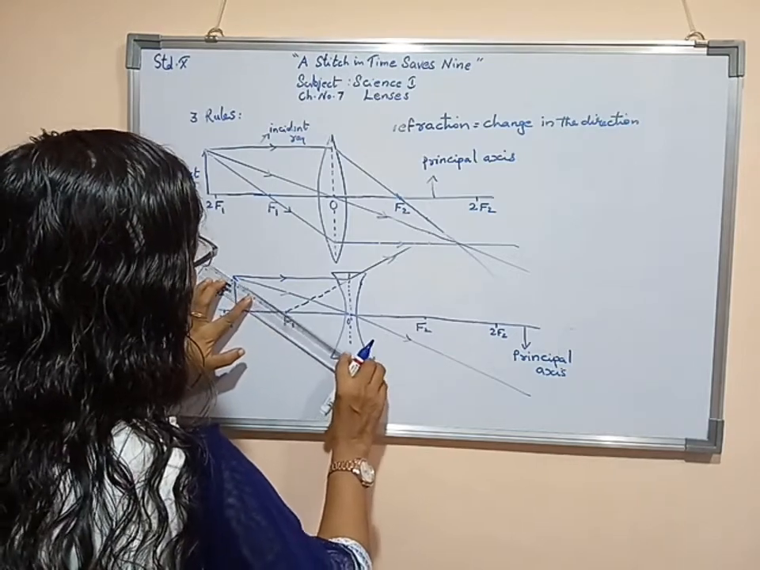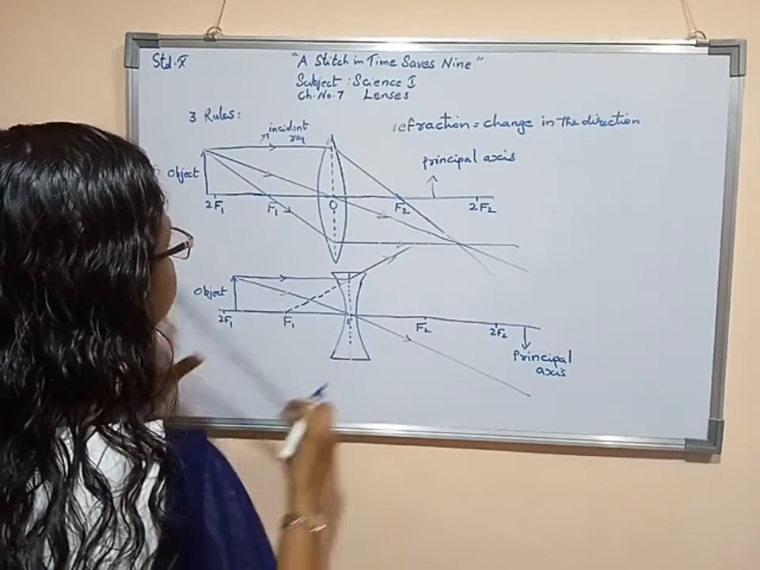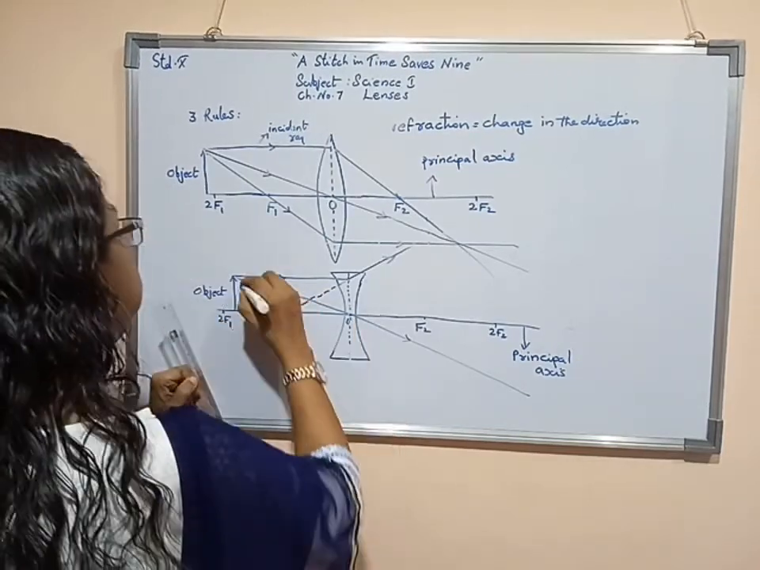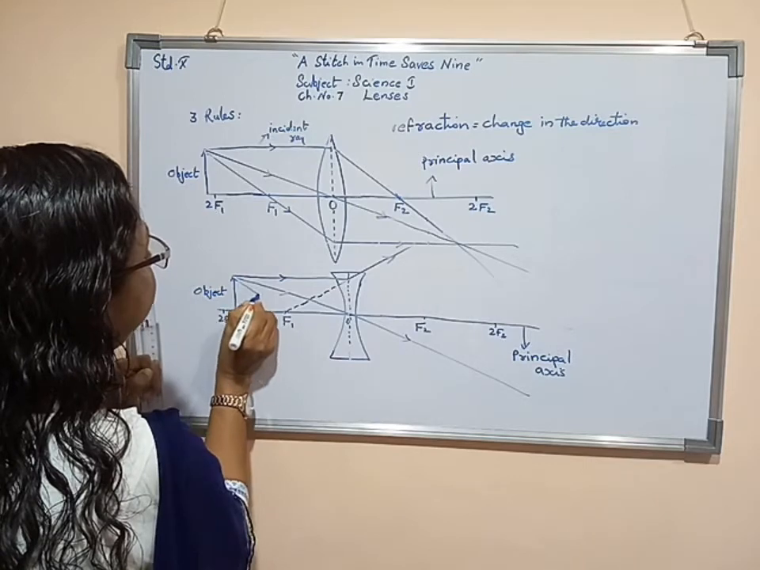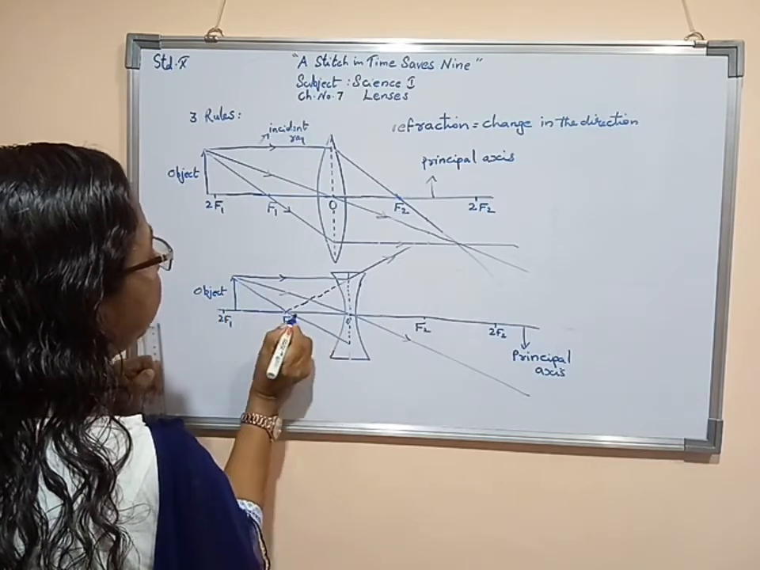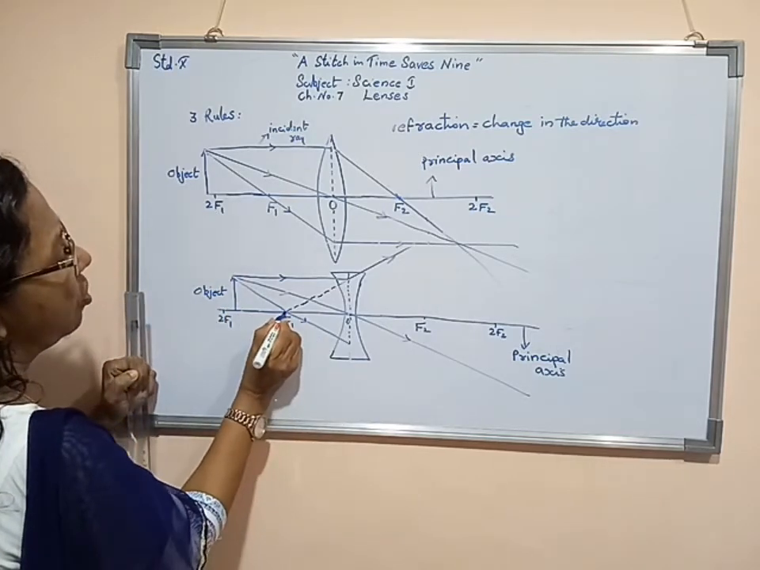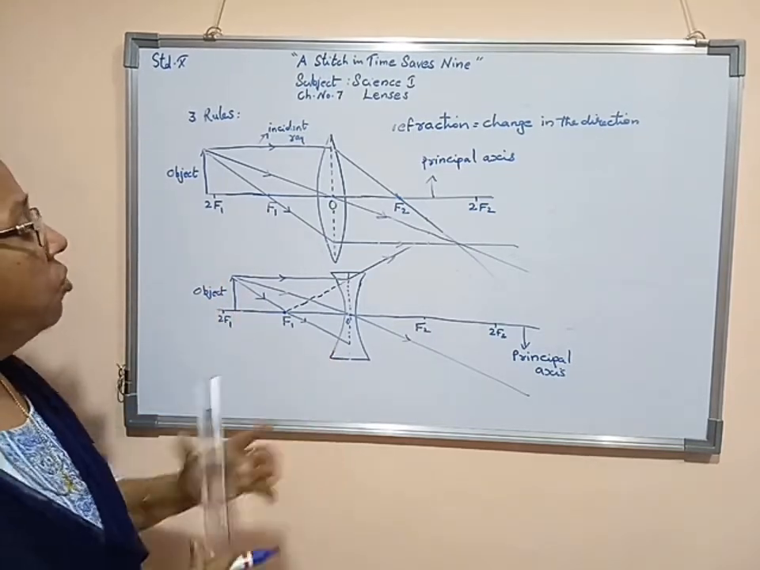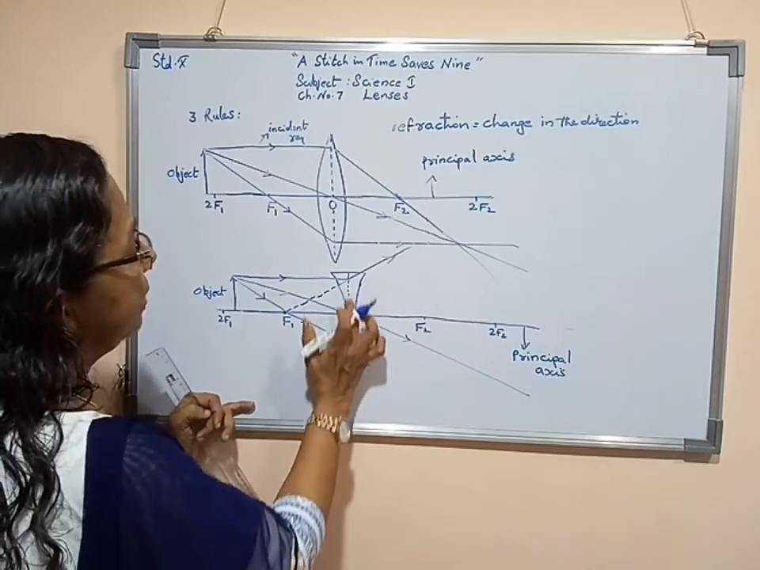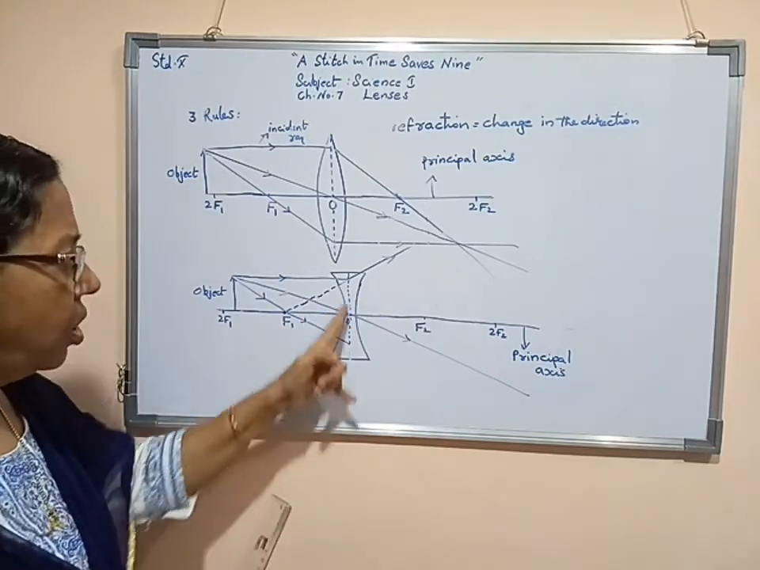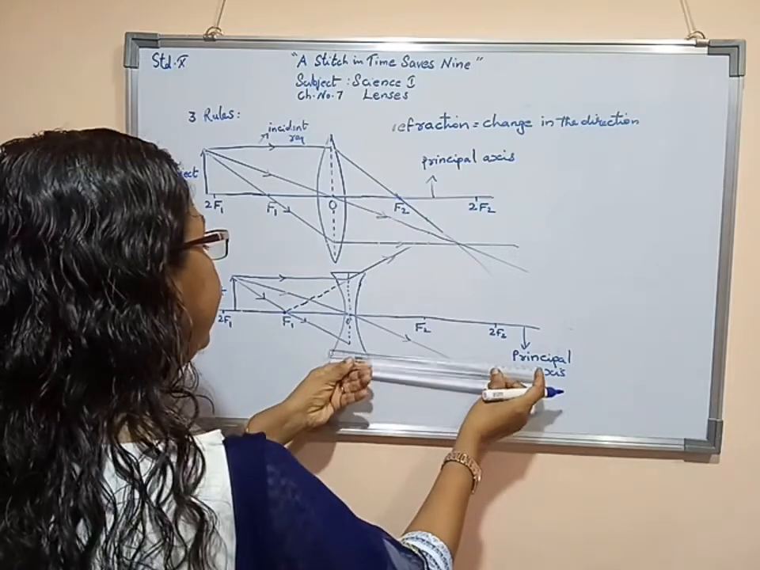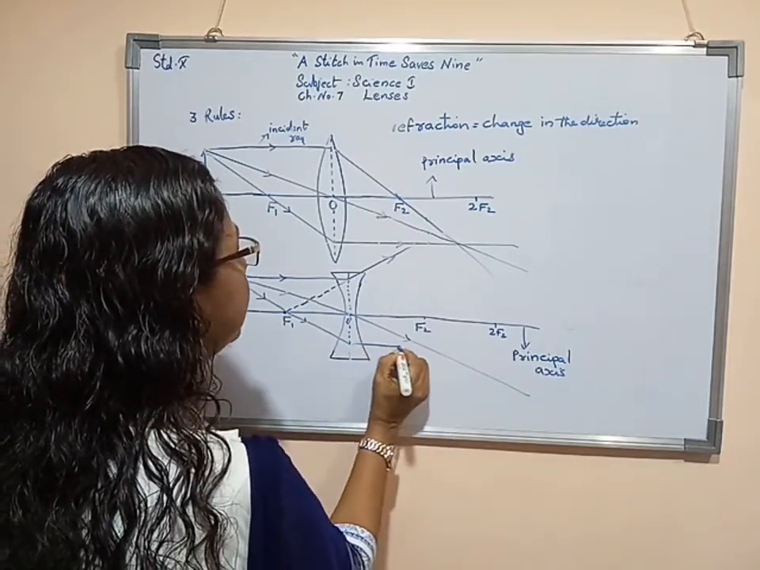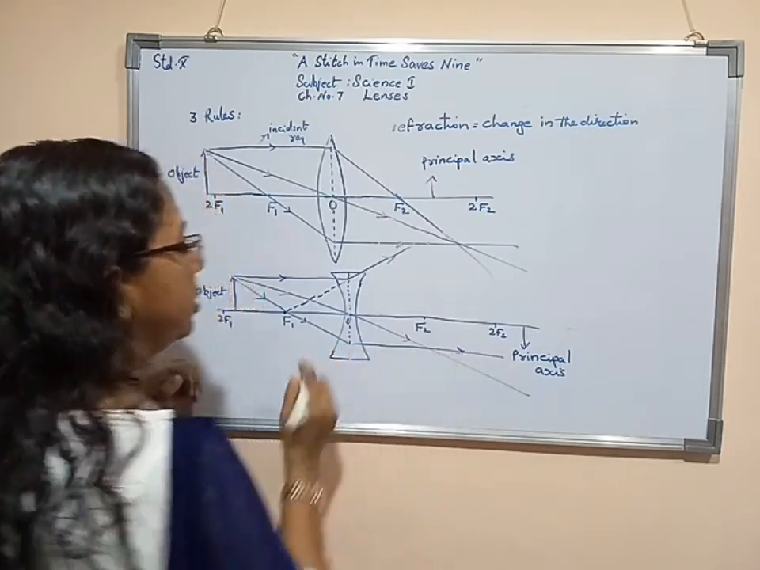Now we are going to study the third rule. Here I am drawing the ray which is passing through the principal focus, like that. This is the principal focus. The ray which is passing through the principal focus, once it reaches the central part of the concave lens, then it travels straight, parallel to the principal axis.